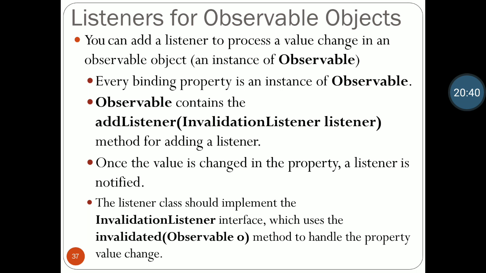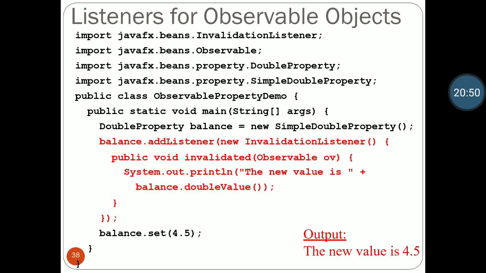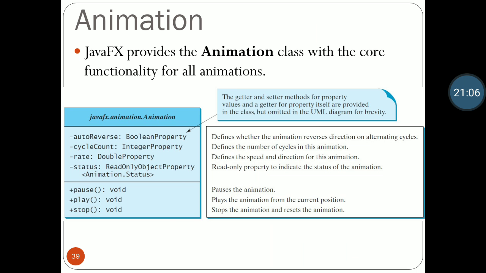The listener class should implement the InvalidationListener interface, which uses the invalidated method to handle the property value change. Here is an example. We can see we have updated our balance and set it to 4.5. So this will generate output: the new value is 4.5. Same like a trigger.